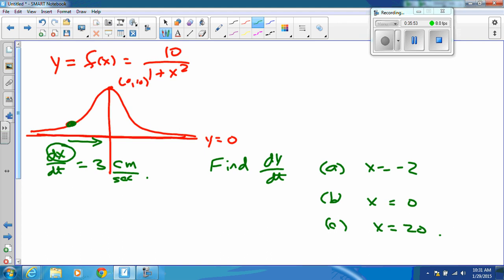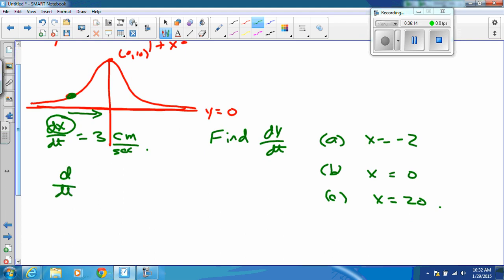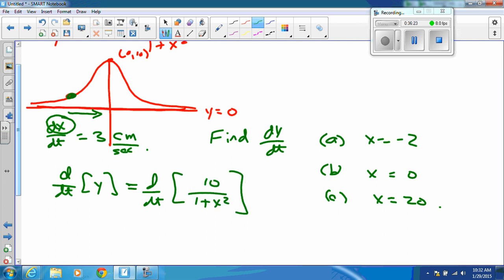x and y. So thinking through my process, I need a relationship between x and y. Yes, I have a relationship between x and y. And that relationship is what? Exactly so. The only thing that's lacking now is a derivative with respect to time. Go. Everybody find that relationship.